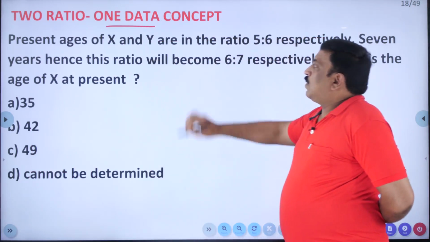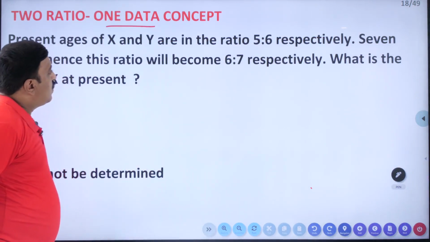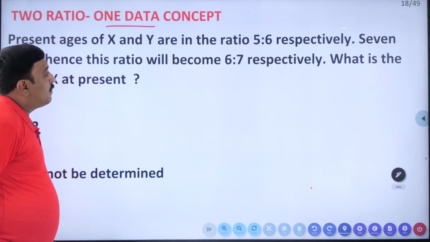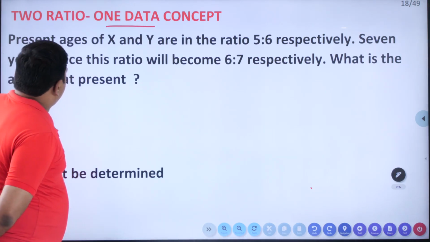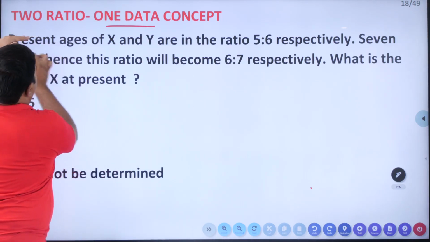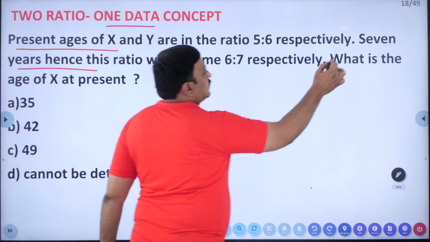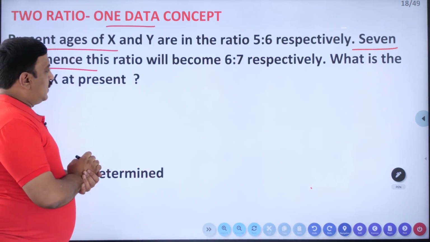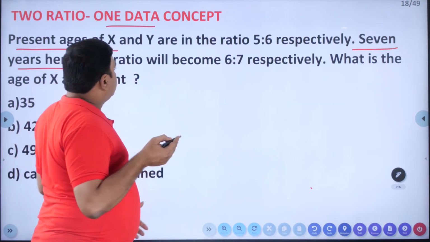See, the present ages of X and Y are in the ratio 5:6 respectively. 7 years hence, this ratio will become 6:7 respectively. What is the age of X at present? So they have given the present ages ratio and the ratio 7 years hence. What is the present age of X that is asked? I will go with the general method first, before the shortcut. Let us see what it is.